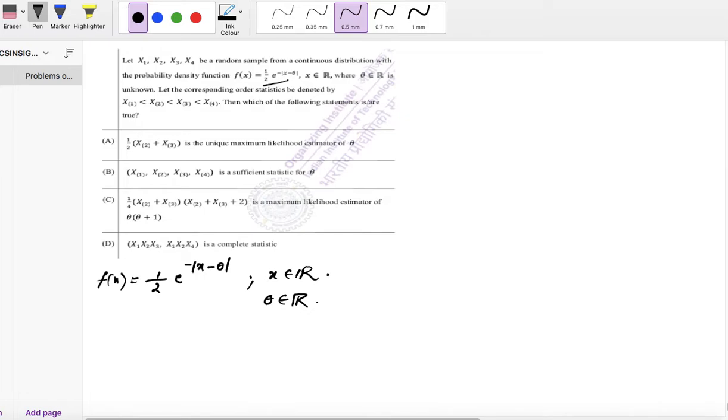Right. Now the likelihood: since 4 samples are given, the likelihood can be written as this.